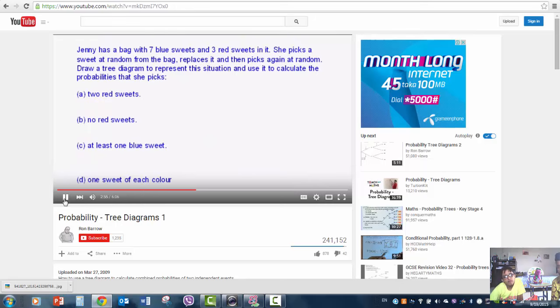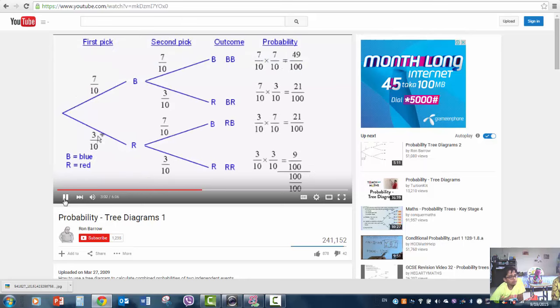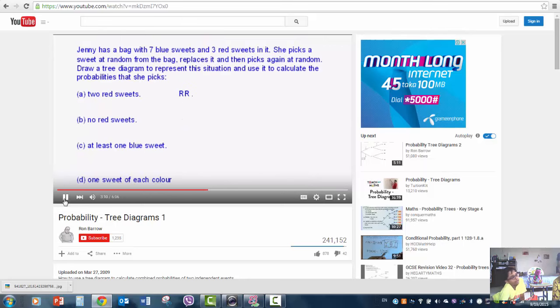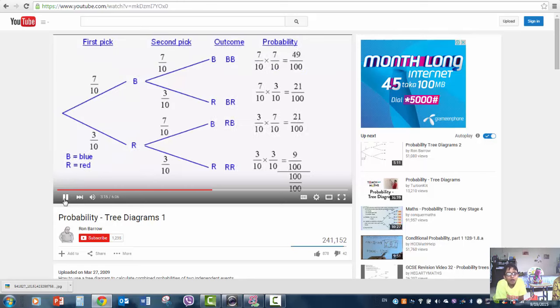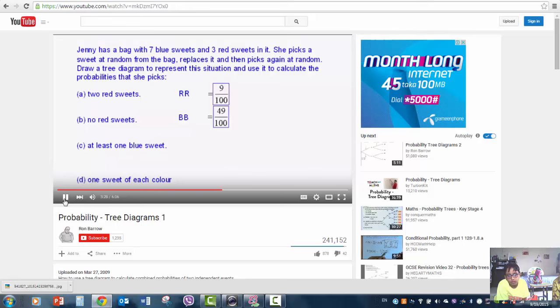Now let's look back at the question. We need to work out the probability that she picks two red sweets. Well, we've actually done that one. It's this, 9 hundredths, so it's 9%, or 0.09. There we are, answer to that first part. Second part, no red sweets. The only thing which has no red sweets in it is the blue-blue combination, and we've already calculated that. That's 49 hundredths.